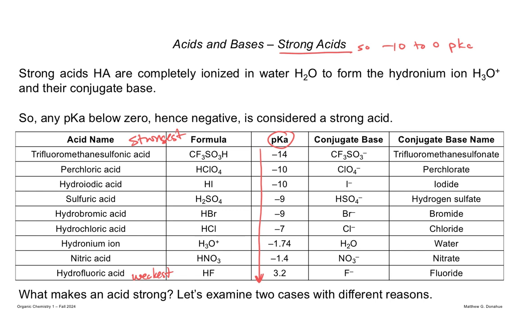And something to point out, hydronium, which we talked a lot about today, has a pKa value of -1.7. So what the table shows you is common strong acids, their molecular formula, their ranking of pKa values, the conjugate base that's formed after you deprotonate them, and then what the name of that base would be.